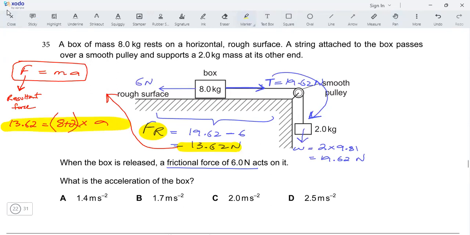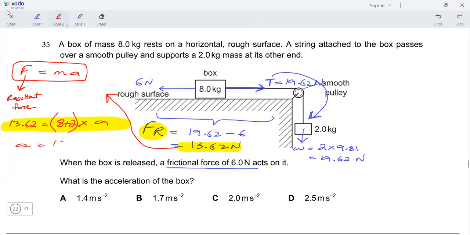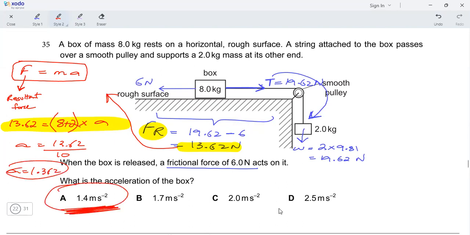After solving this equation, you would get a is equal to 13.62 divided by 10, and that's equal to 1.362, and you can round it off to 1.4 meters per second square. Option number A is your answer.